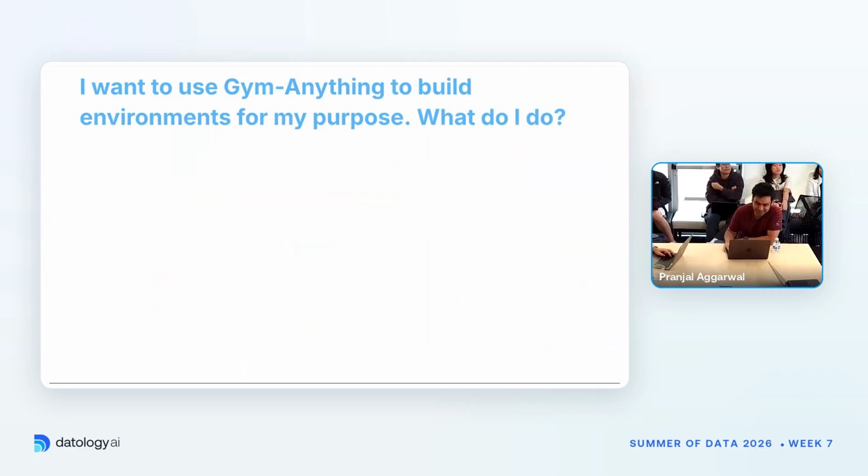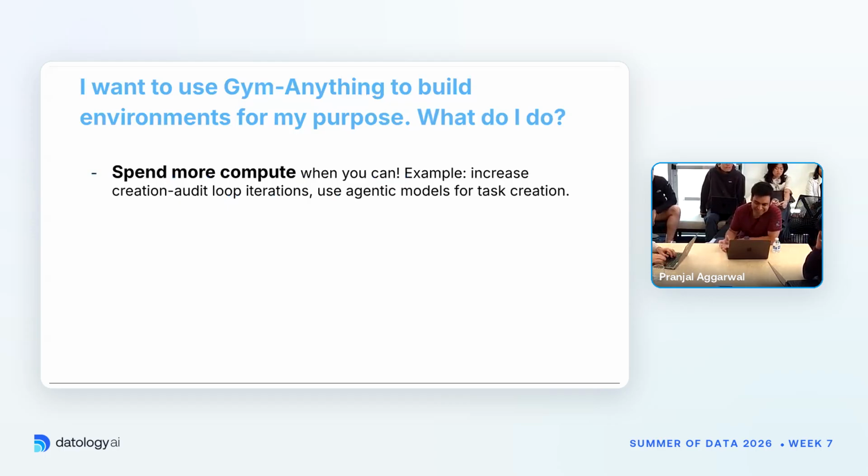Okay, so this is probably something that you guys already do in different settings, but here are my insights from working on this project. It's a lot of data work, manually looking through data and trying out different ablations. I feel like the most important thing is spending more compute wherever you can, even in environment creation. If you just increase the creation audit loop, the number of iterations, every time there's something new, and that feels more realistic.